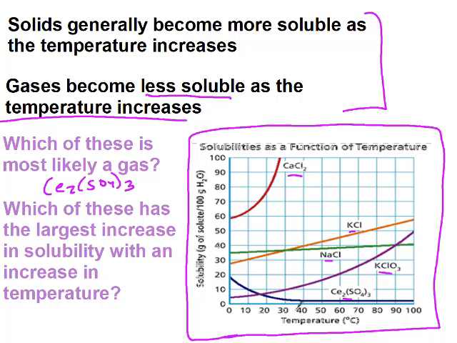Which of these has the largest increase in solubility with an increase in temperature? So in other words, the largest slope. We can see that calcium chloride has a very large increase in a given amount of time. So calcium chloride would have the largest increase in solubility.